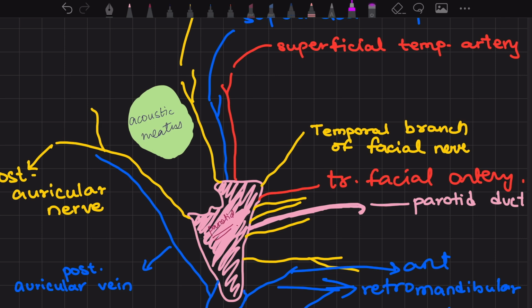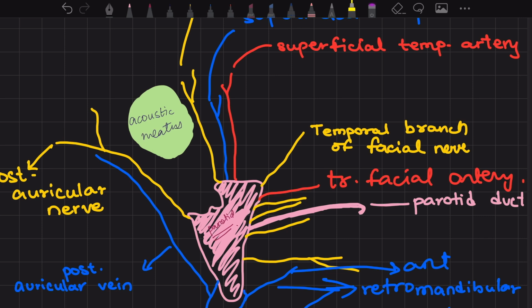Above and below this parotid duct, on both sides, we have two nerves arising. These are branches of which nerve? The facial nerve, and they pass into the buccal region. Both of these nerves go to the buccal region. One of them is the upper buccal branch of the facial nerve, and the other is the lower buccal branch of the facial nerve. Now we can see there is one more nerve present over here.